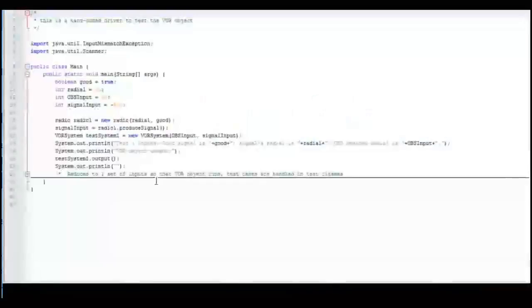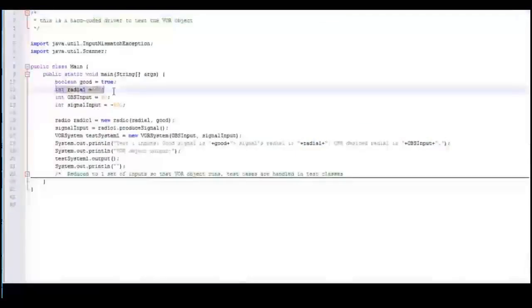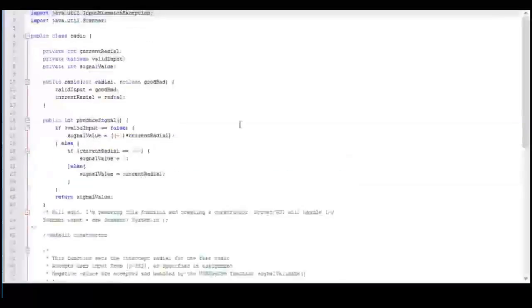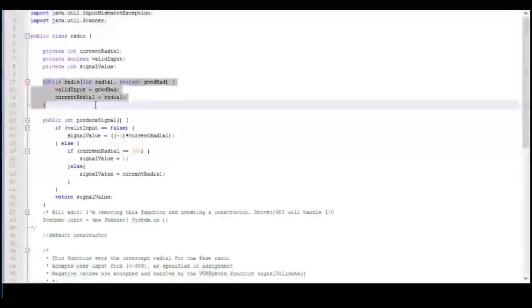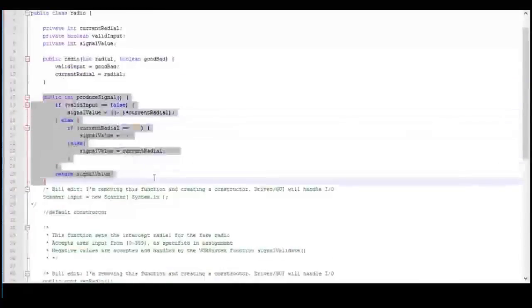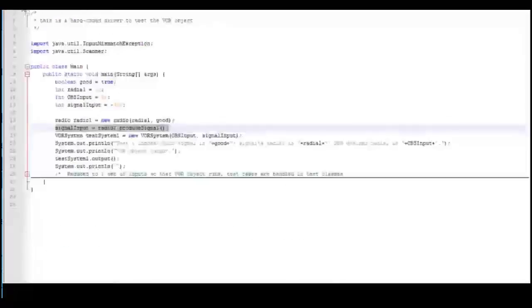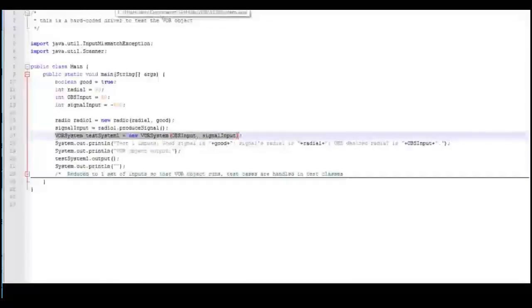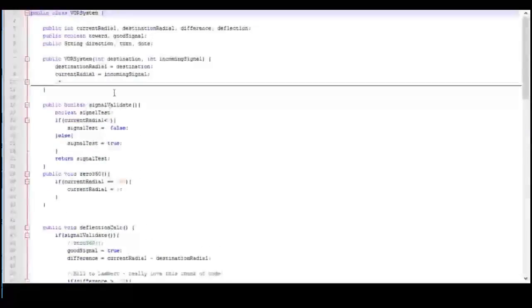Our code runs with a throwaway driver called main, hard-coded with a single set of parameters. This would be replaced by the GUI in an actual system. Our radio class simply converts the actual radial and good-bad signal indicator into a single parameter, the radio input. Our primary class is a VOR system with methods for computation and output.